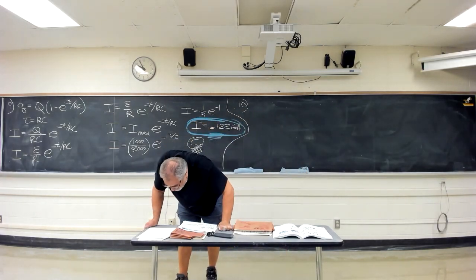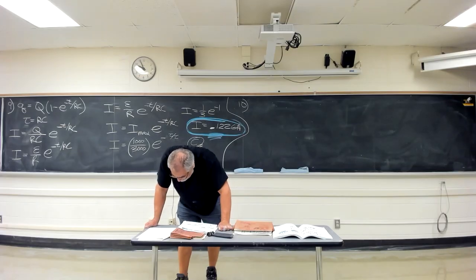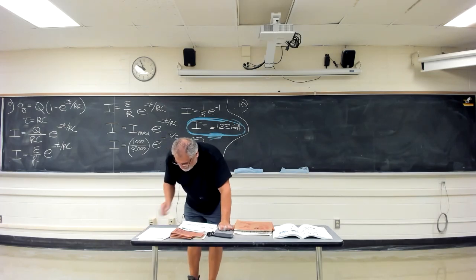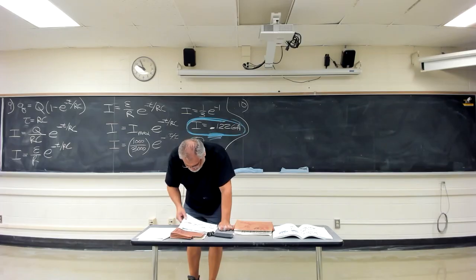A series RC circuit has a time constant of 1.0 seconds. That's tau. That's tau equals RC. The battery has a voltage of 50 volts, and the maximum current just after closing the switch, right in the beginning, is 500 milliamps. That is 500 over 1,000 amps. That's 0.5 amps. The capacitor is initially uncharged. What is the charge on the capacitor 2 seconds after the switch is closed? Well, if the time constant is 1 second, 2 seconds is 2 time constants.